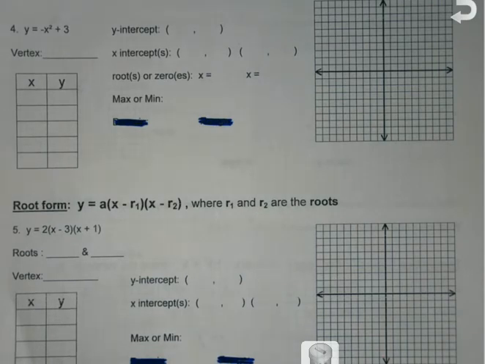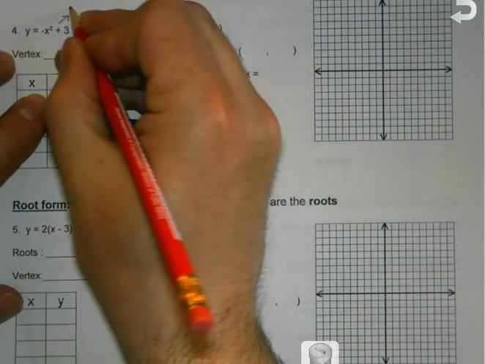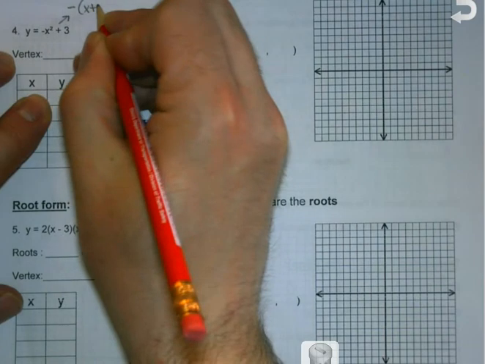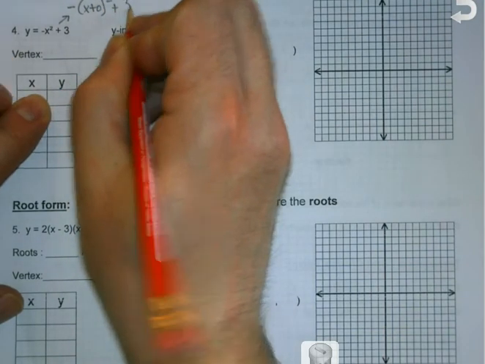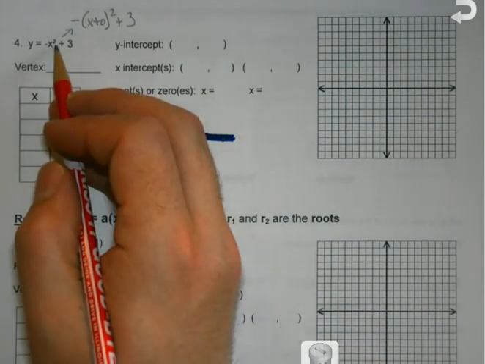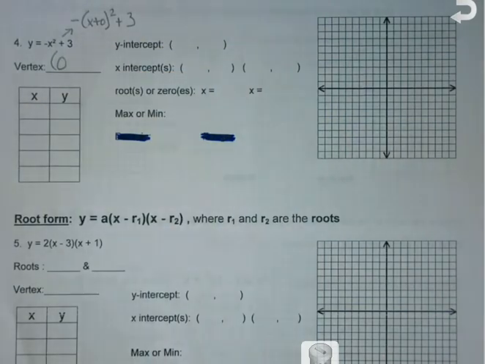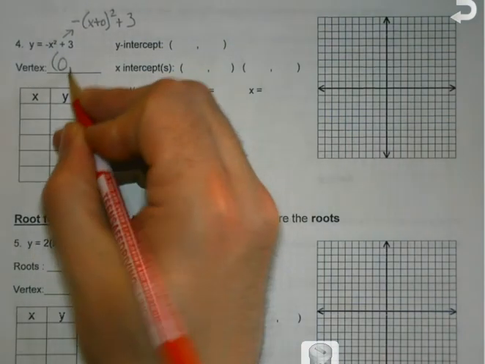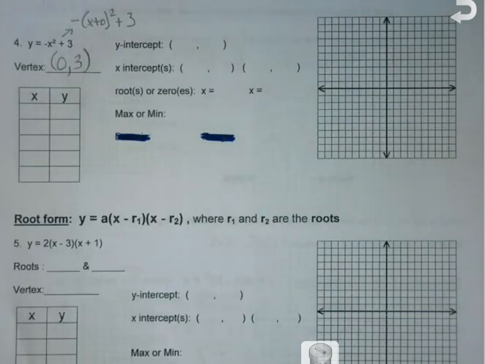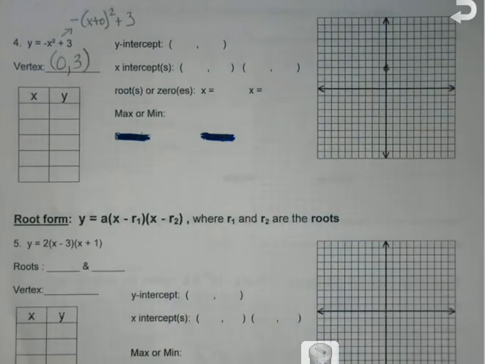So here now, this is a little different. This could also be written negative x plus 0 squared plus 3, if you want to see it in the same format. All this means is, since there's no parentheses, my x value, my vertex, will be 0. It's not going to move. It's just going to be the up 3 portion, because we keep that part on the outside the same. So 0, 3. Nice big dot there.